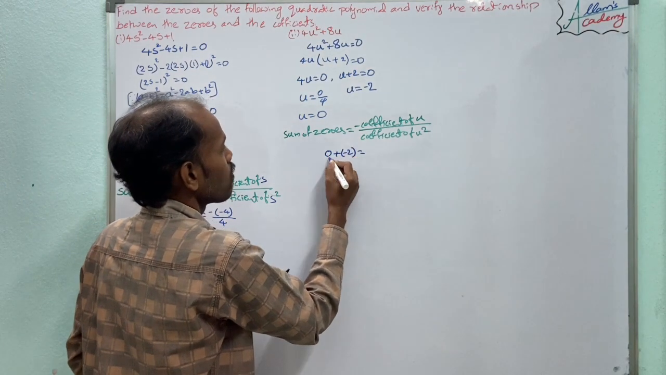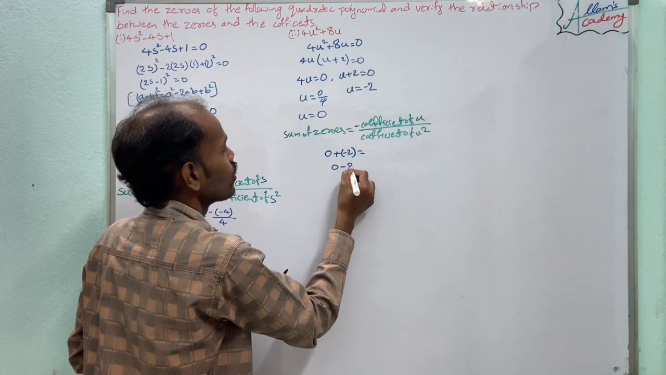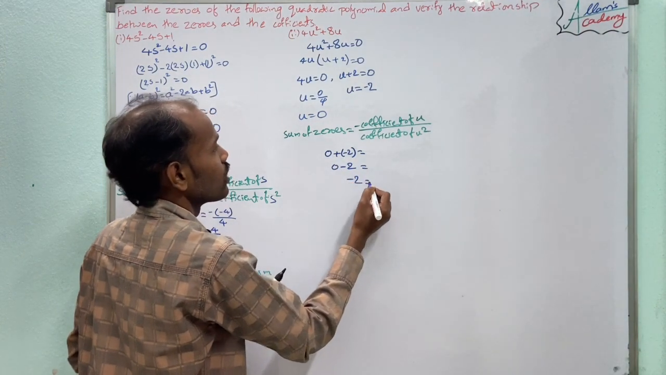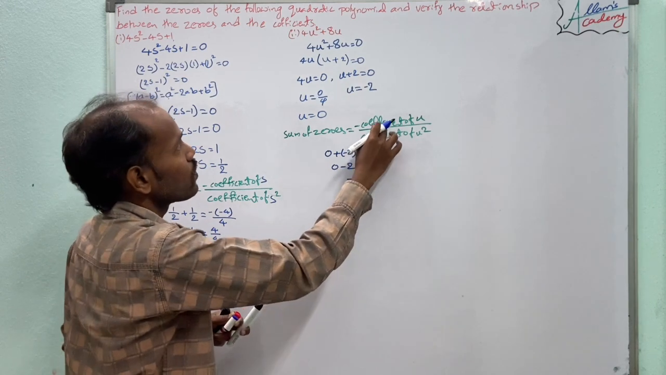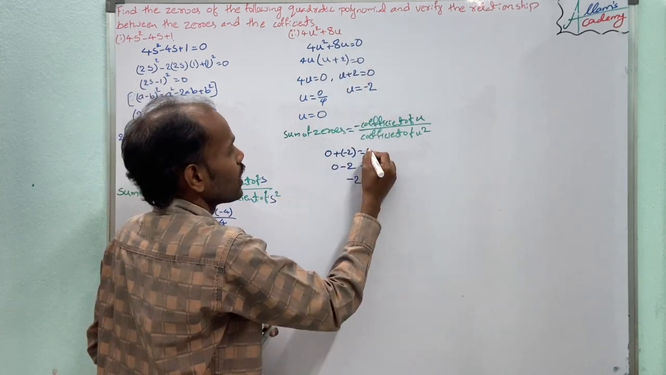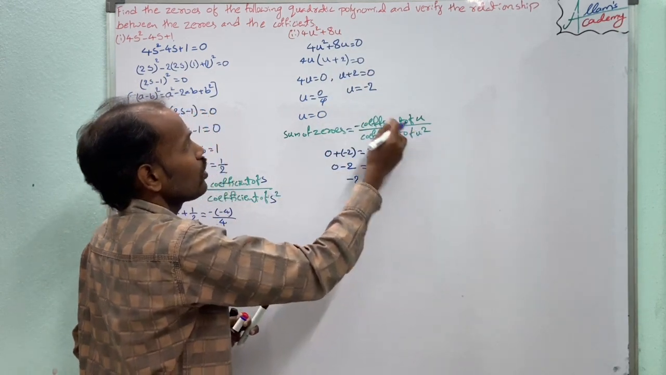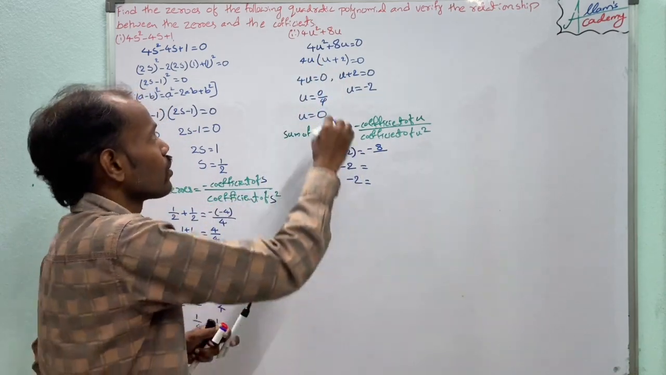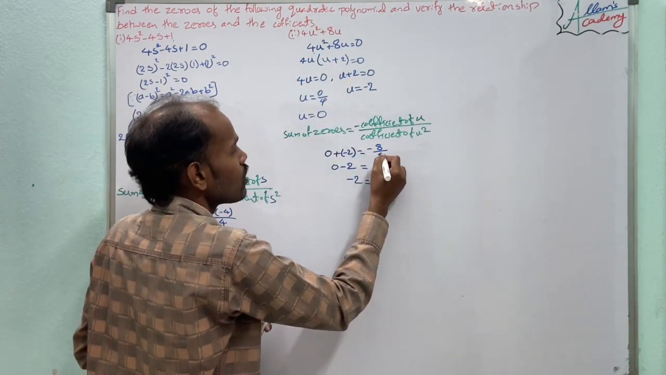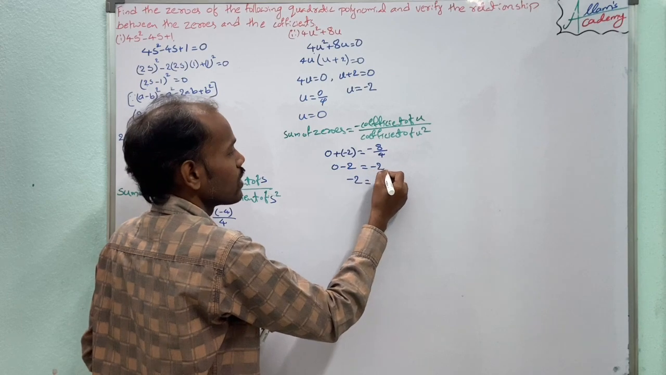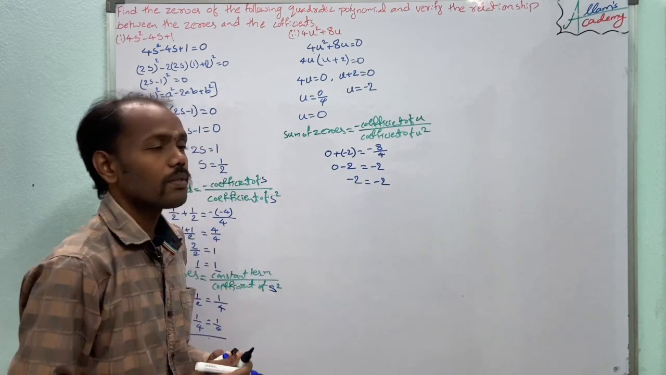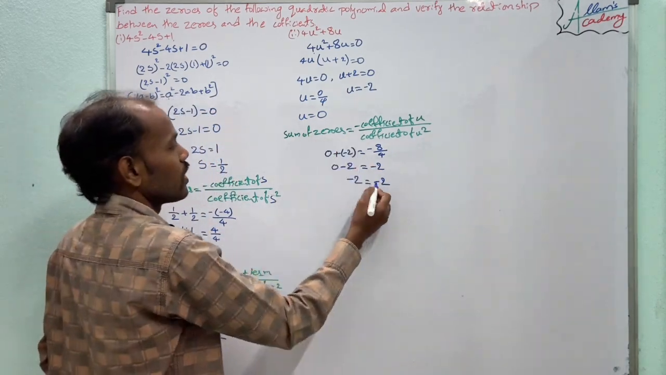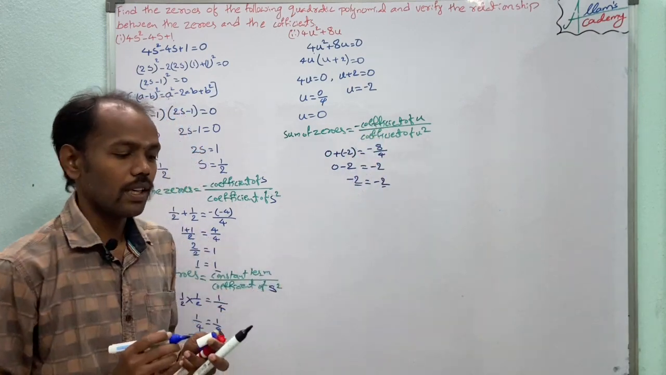minus 2, so plus into minus means minus, 0 minus 2 means minus 2. Now the coefficient of u is 8, so minus 8 by coefficient of u square, so u square coefficient is 4, so minus 8 by 4 means that is minus 2. So here sum of the zeros and their coefficients will be equal.